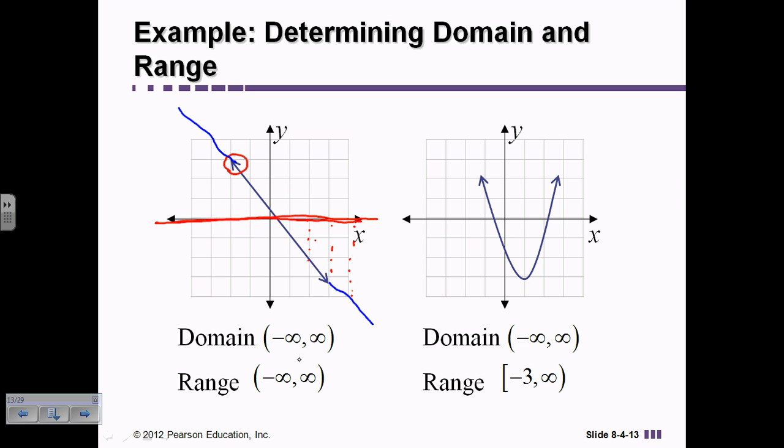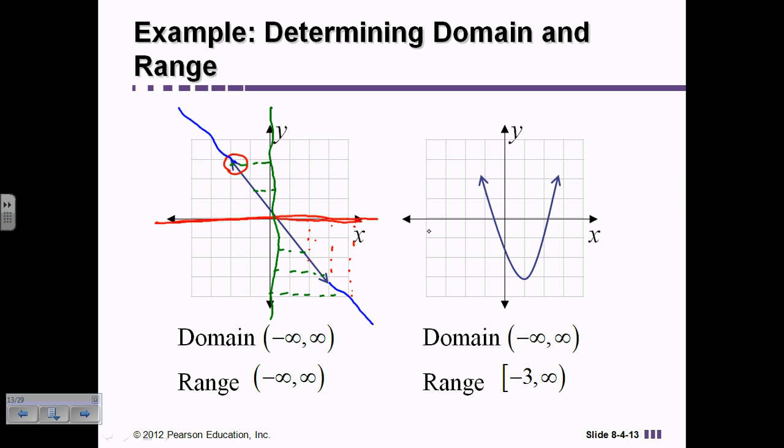So the domain is negative infinity to positive infinity. And the same thing with the range. When you're looking at the range, you want to look at the y values. And the same thing with the y values. Any number on this green line is going to touch that blue line again. So when we're looking at the range, again, we're going negative infinity to positive infinity.